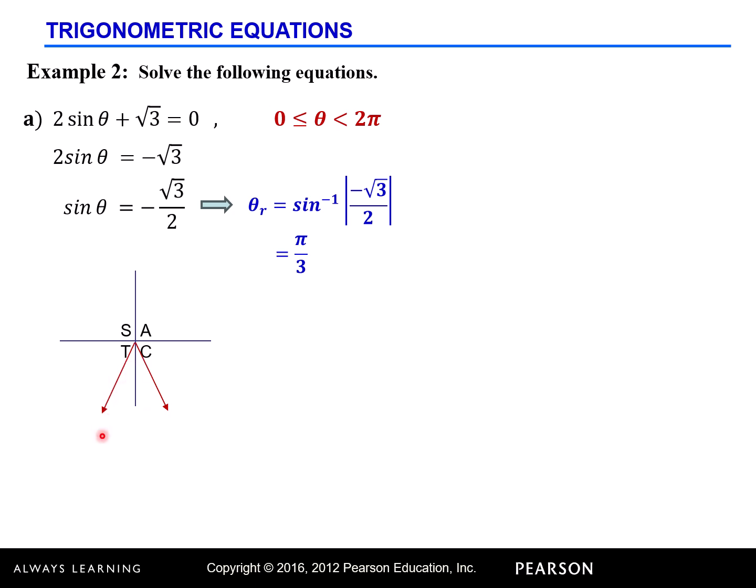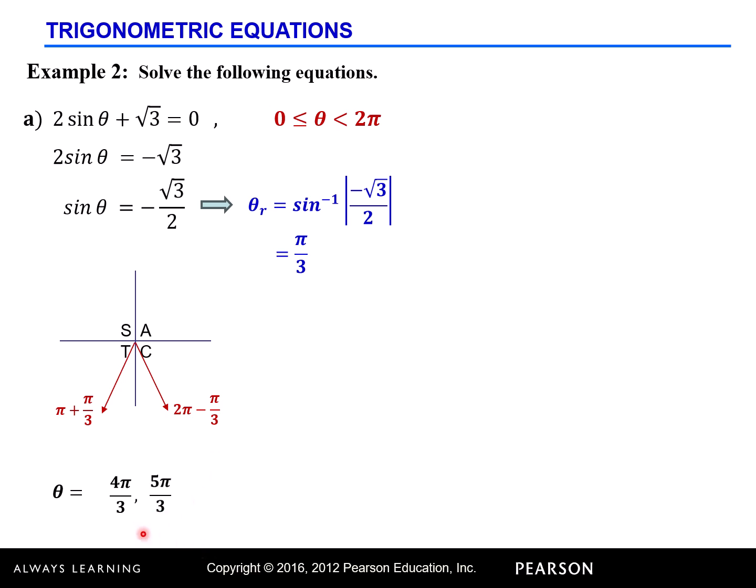Since the angle is in quadrant 3, which is more than pi, it is pi plus the reference angle, which is pi plus pi over 3. The other angle is in the fourth quadrant, since it's less than 2 pi, so the formula to find this angle is 2 pi minus the reference angle, which is 2 pi minus pi over 3. So pi plus pi over 3 is equal to 4 pi over 3, and 2 pi minus pi over 3 is equal to 5 pi over 3.